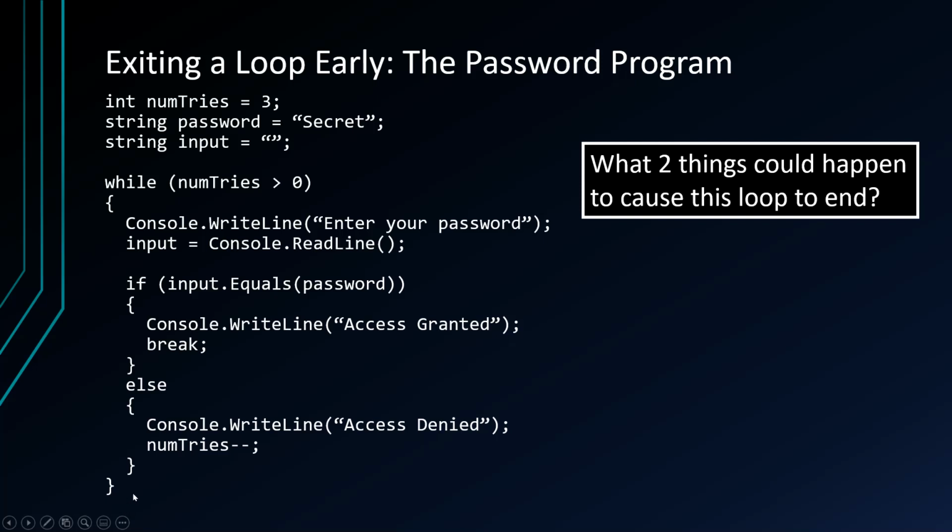Well, the other thing is we can simply just run out of tries. Because if this test condition fails, if numTries reaches 0, 3, 2, 1, 0, that means we've used all 3 tries. We can't get in anymore. So it continues on with the rest of the program and skips the logic. So there are two ways to exit our program.